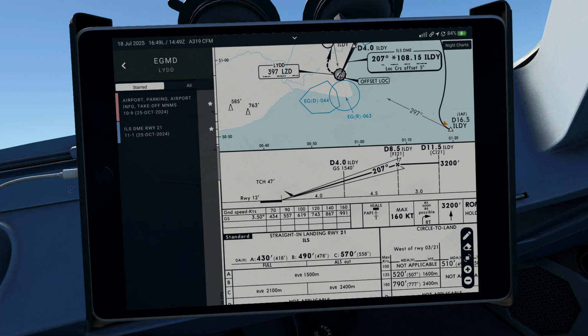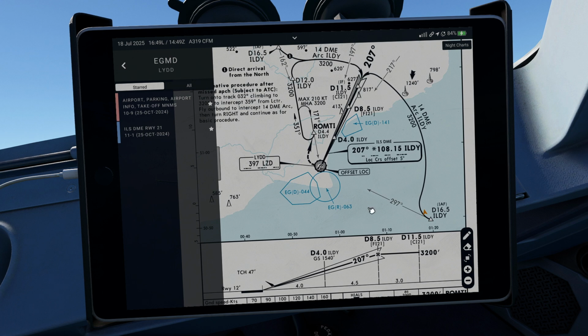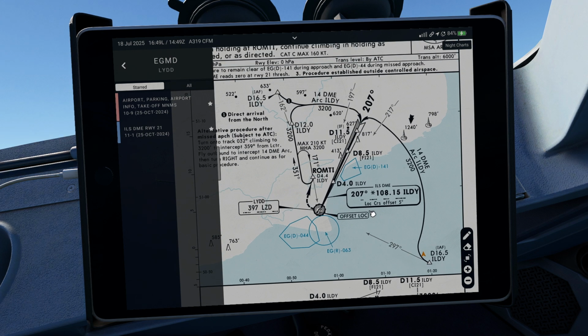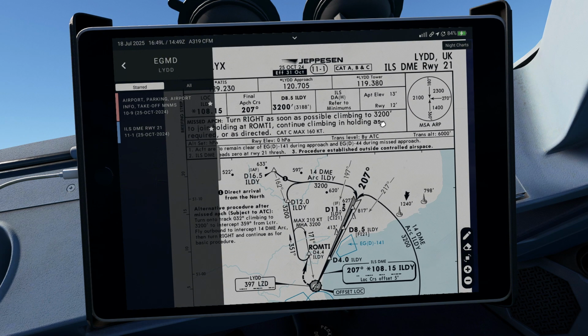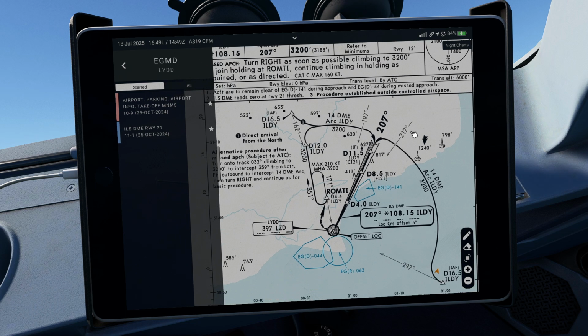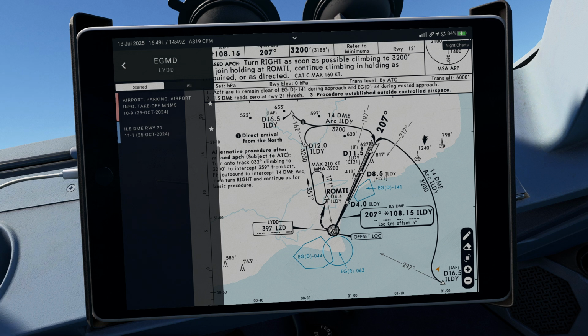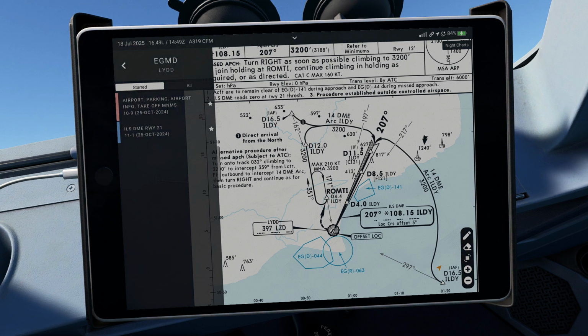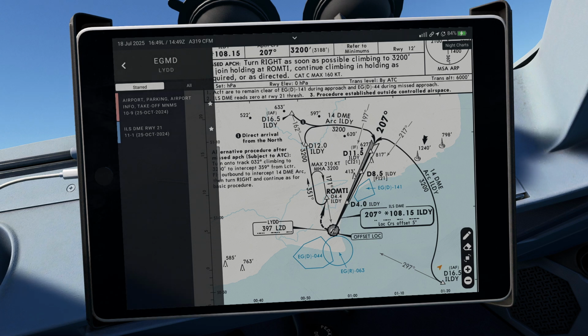The third reason: although we have a 5 degree offset, the approach for runway 21 is published as an ILS, but actually with notes, through the approach plate and also through the AIP for the pilots.